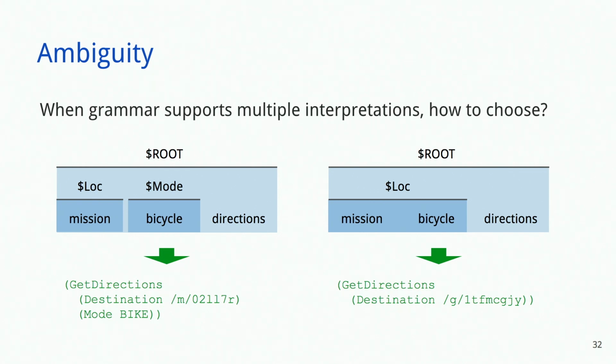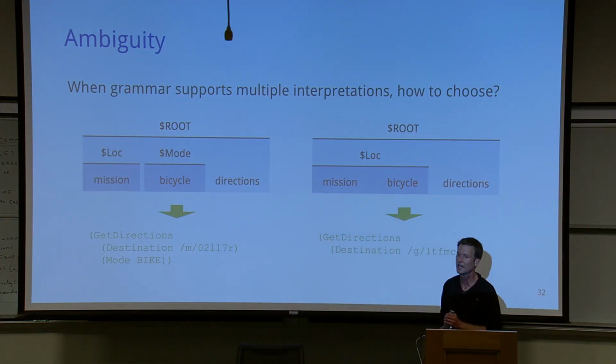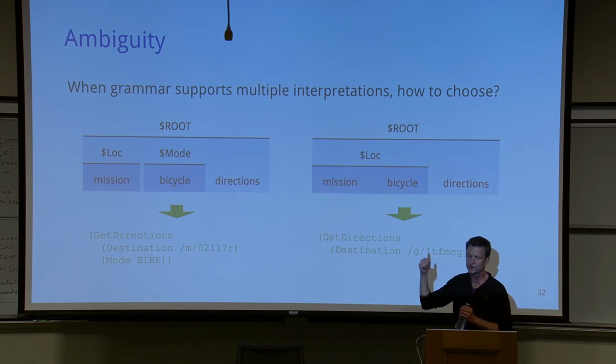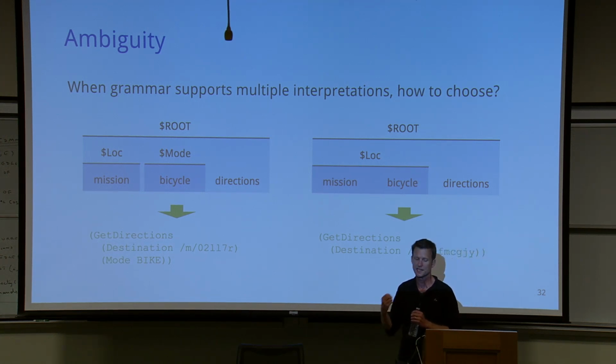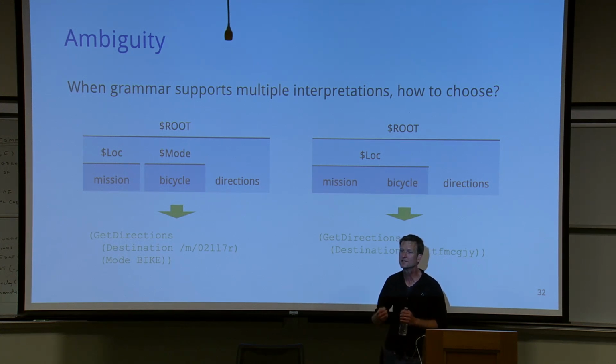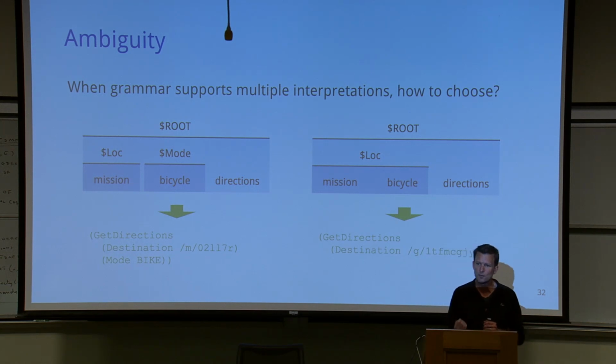Here I show these two different parses for this query. In this one, mission is a location, bicycle is a mode. In this one, mission bicycle is the location, and I'm not specifying a mode. In this example, there are only two possible parses. But as I mentioned a moment ago, in complex domains with rich grammars, it's commonplace that there are tens or hundreds or even thousands of possible parses. So if our grammar supports multiple interpretations, how do we know which one to choose?